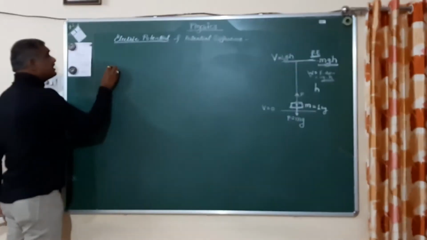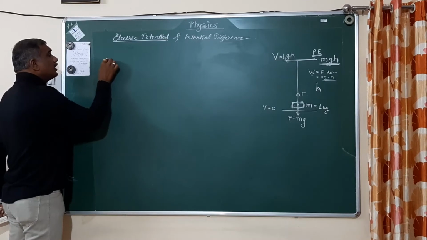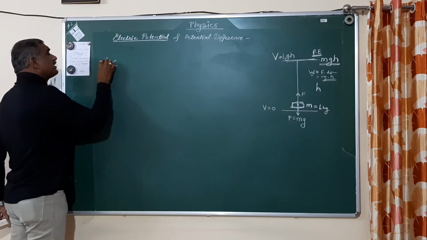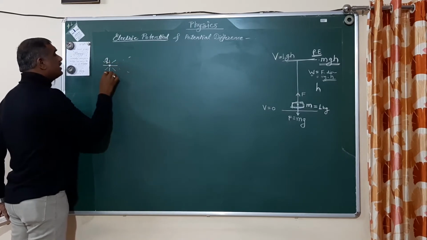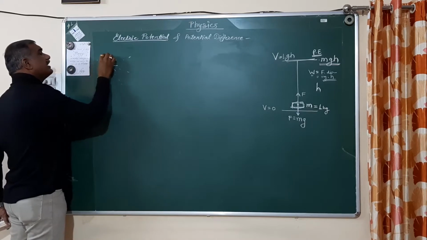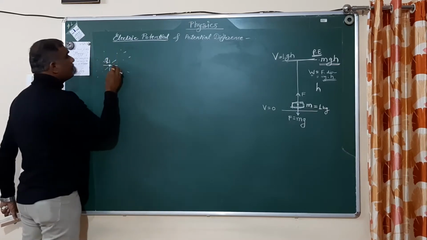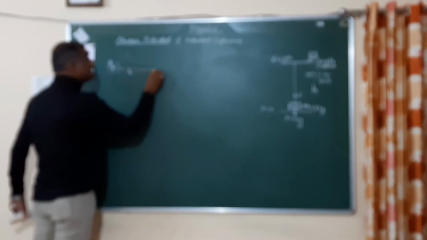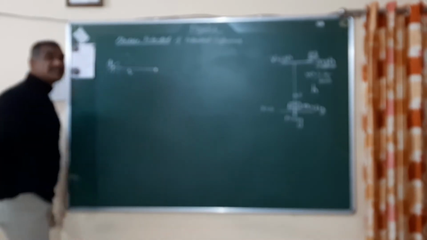I put here one charge q, and due to that charge q, at its surrounding there will be the formation of an electric field. At all its surroundings, there will be the formation of an electric field. Now, at a distance r from the charge q, I have to measure this electric field as a scalar quantity.